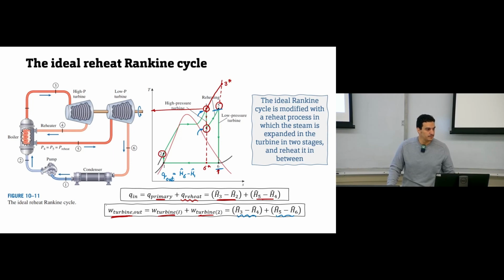Clear? So if you can do this, then for any two of these three quantities, Qin, Qout, and work of the turbine, use them, substitute in the thermal efficiency, and then you can calculate the thermal efficiency of the cycle.